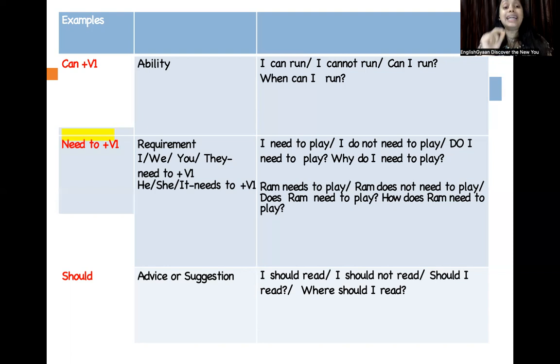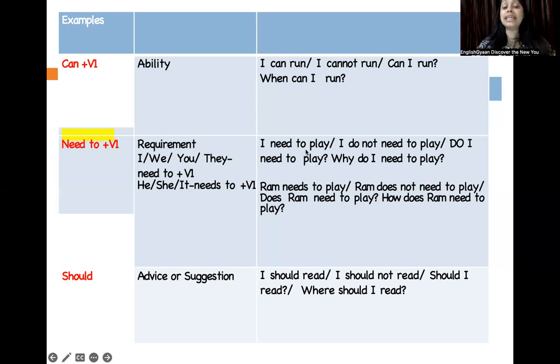Now what do you mean by need to? Need to is करने की जरूरत. I need to do this. मुझे ये करने की जरूरत है. Over here you need to remember, for positive statement you will say need to plus the first form of verb. I need to write an email. मुझे एक email लिखने की जरूरत है.